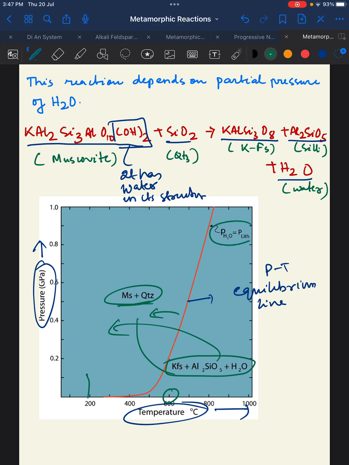This equilibrium line has a partial pressure of H2O equal to the lithostatic pressure. This is called the equilibrium line. At equilibrium, the partial pressure of water is equal to the lithostatic pressure.